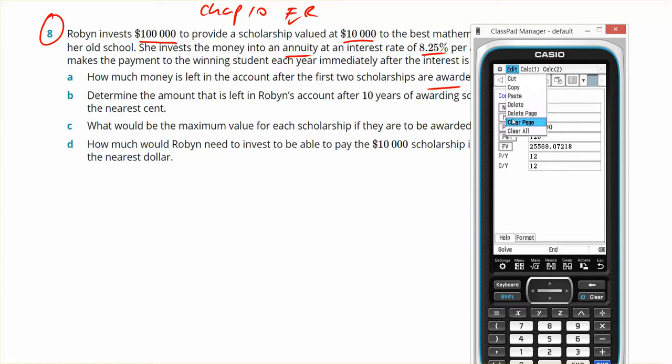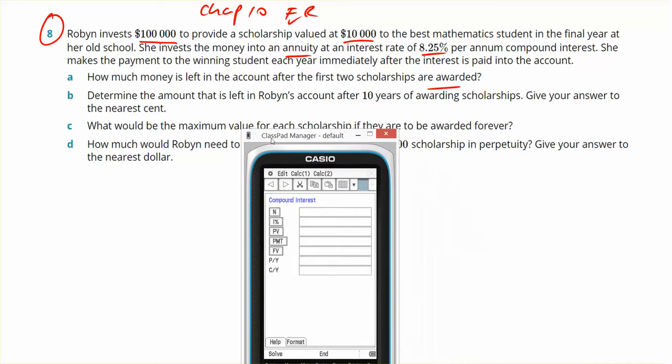So let's clear the page. All right, so what's happening? She invests $100,000. We know it's 2 years and it's compounding yearly. I know the interest rate is 8.25. I know my principal value is 100,000, and my payment is $10,000. My future value is what I'm trying to work out, and we know that PpY and CpY are 1 because it's yearly.